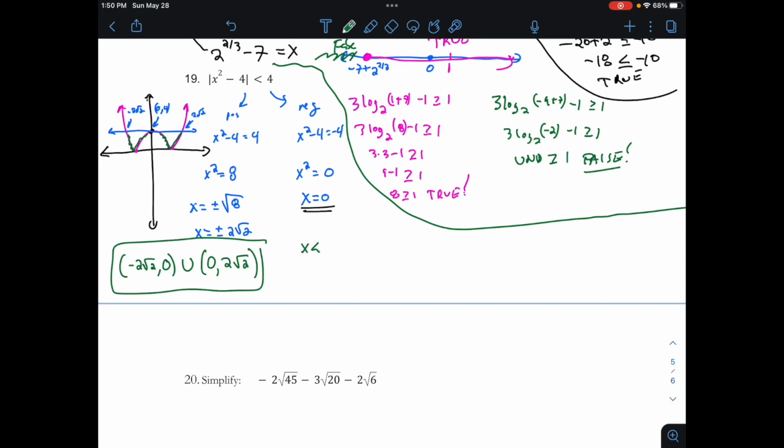A little differently, I could say x is between these values, and x is between 0 and 2 root 2.